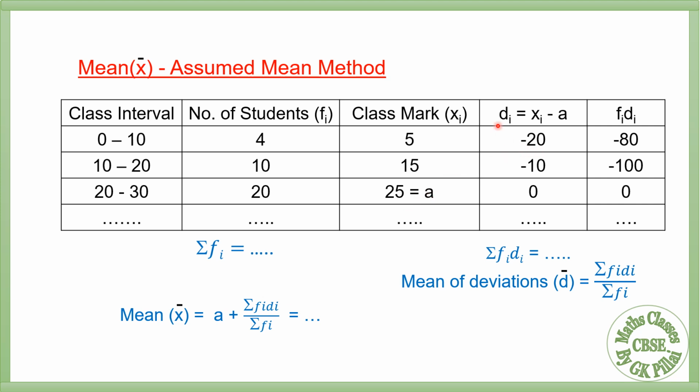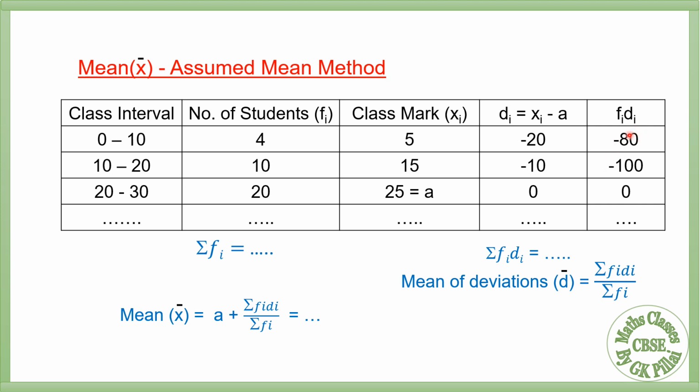Now the next one will be di equal to xi minus A. Xi minus A means these are all xi's only, and A is this one. So the first one will be 5 minus 25, minus 20, 15 minus 25, minus 10, 25 minus 25, 0. Next it may be 35. 35 minus 25 will be 10 here. 45 minus 25 will be 20 here. So it is minus 20, minus 10, then 0, the next will be 10 and 20 only, if there are, for example, 5 values.